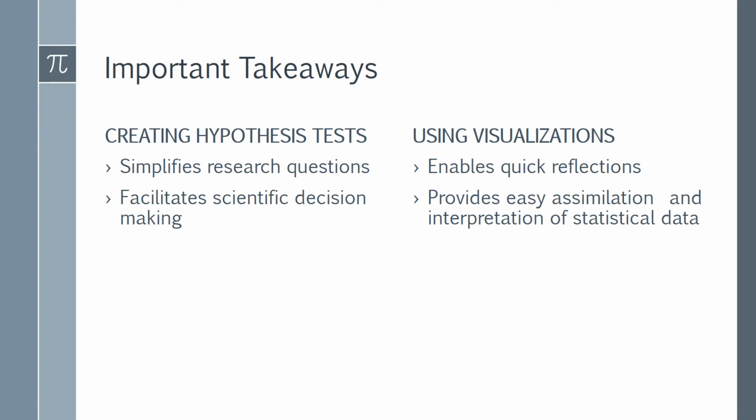In terms of visualizations, we see that we can quickly get reflections based on our visualizations. Like with the last test, we could easily detect that there was a negative relationship between the two variables in question. It also provides easy assimilation and interpretation of statistical data. Visualizations can help you to get that quick picture from millions and millions of data in just seconds, so it helps you to quickly assimilate and interpret statistical data.